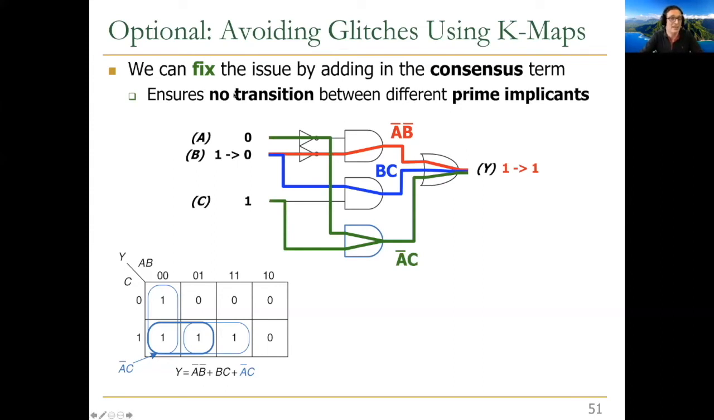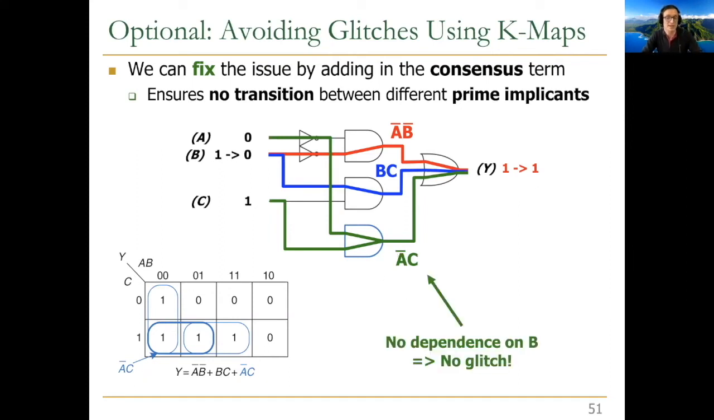But basically, we ensure that there's no transition between different prime implicants. If you remember, implicants are these. Prime implicants are implicants that are not reducible, not eliminatable between each other. But basically, we add a redundant term that could easily be eliminated if you want to minimize a circuit. But we add this redundant term to make sure that the output is not dependent on B. And now we've eliminated that glitching, if you see over here. So even though B changes, Y never glitches because of this redundant term. Okay, so hopefully that's clear.